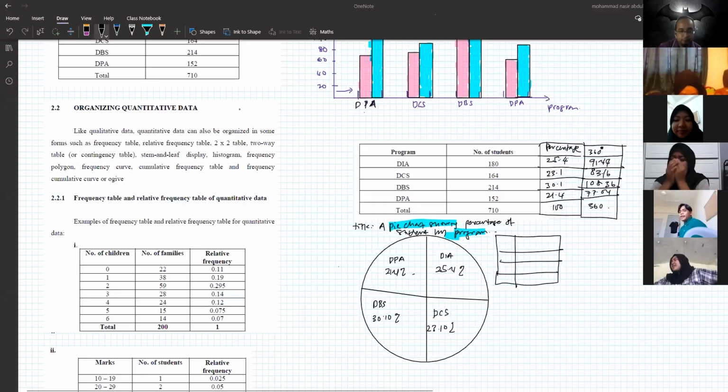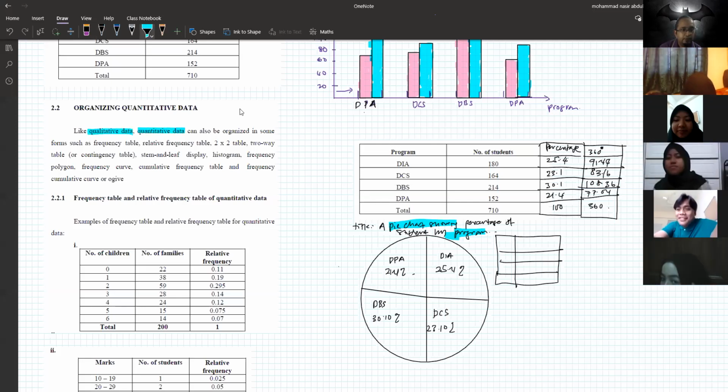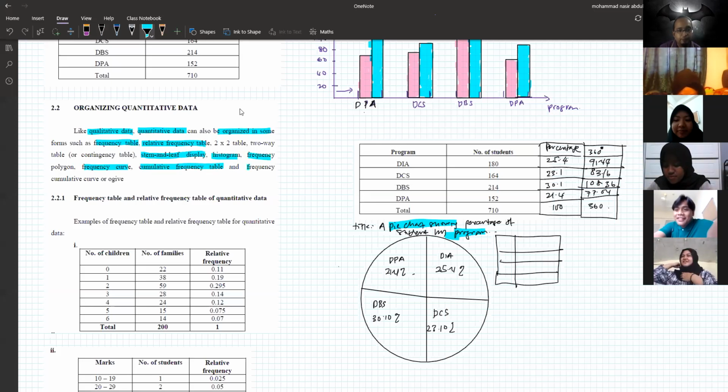For the next subtopic, which is organizing quantitative data. Like qualitative data, in quantitative data we can also organize in some forms such as a frequency table, relative frequency table, or contingency table. And the charts involved for quantitative data are stem and leaf display, histogram, frequency polygon, frequency curve, cumulative frequency table, and cumulative frequency curve, which is ogive.